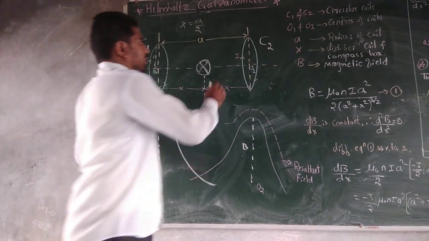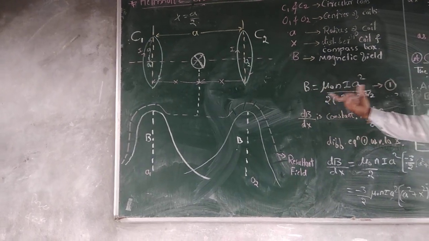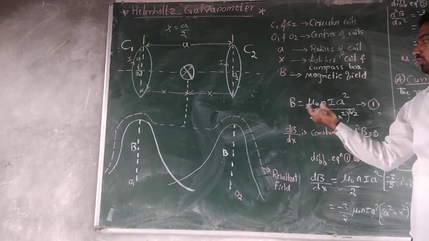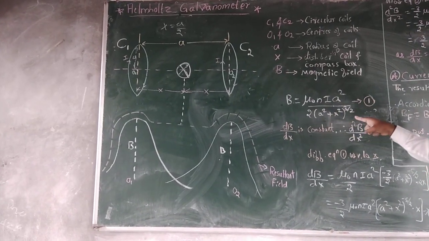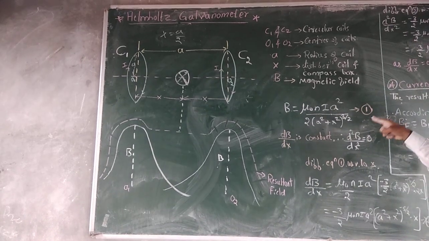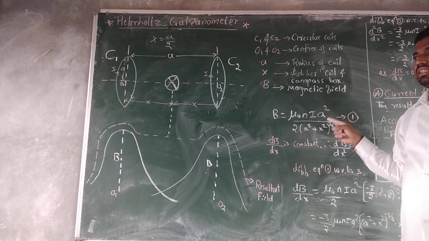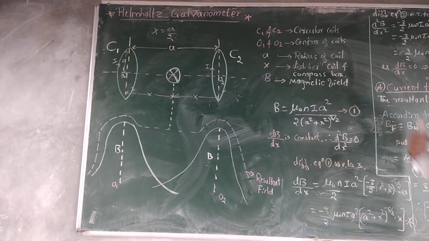Next, see here, already you should know that the magnetic field produced at a circular coil is B equal to mu naught n I a square divided by 2 times (a square plus x square) raised to 3 by 2. You studied this in yesterday's class. That is equation number 1.